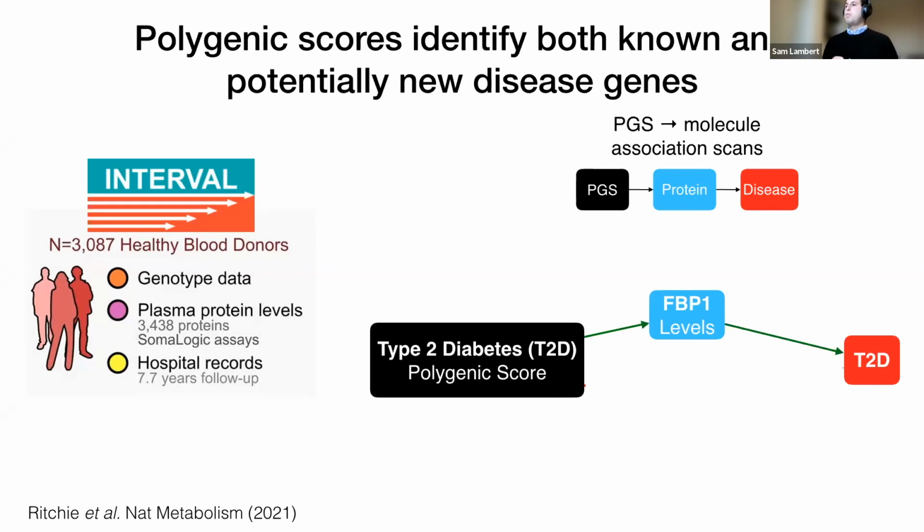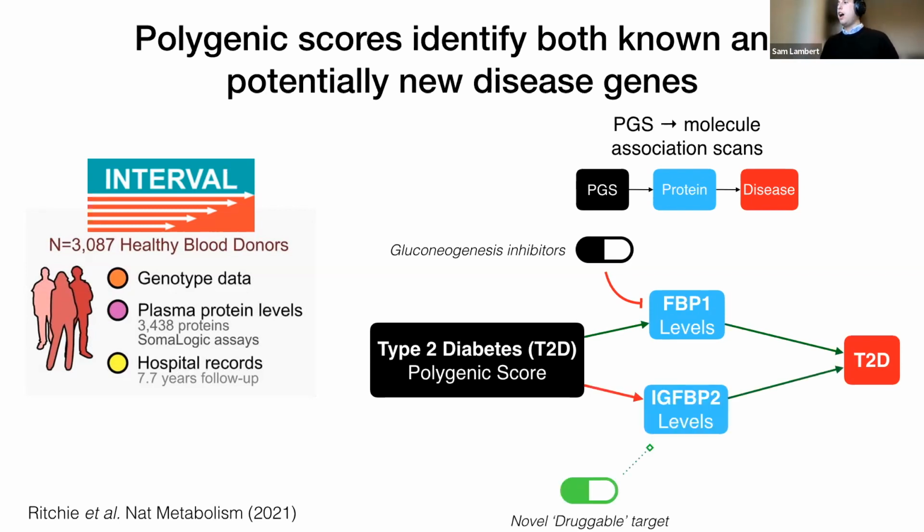So here, when we look at proteins that mediate type 2 diabetes risk, you could find this protein FBP1 that causes increased type 2 diabetes risk. And indeed, this is already a known target for anti-diabetic drugs, these gluconeogenesis inhibitors. And so, these tools allow us to find the proteins that we can drug and change disease risk with these drugs.